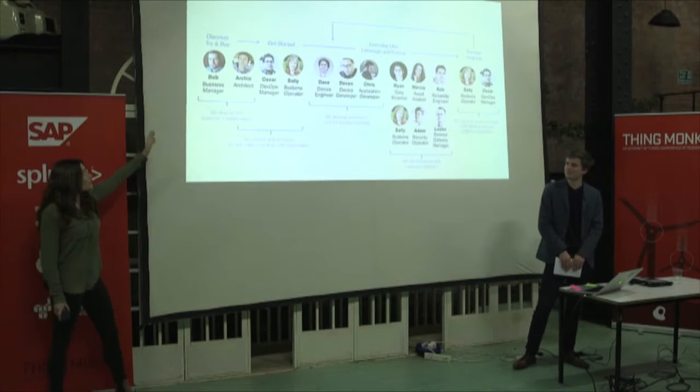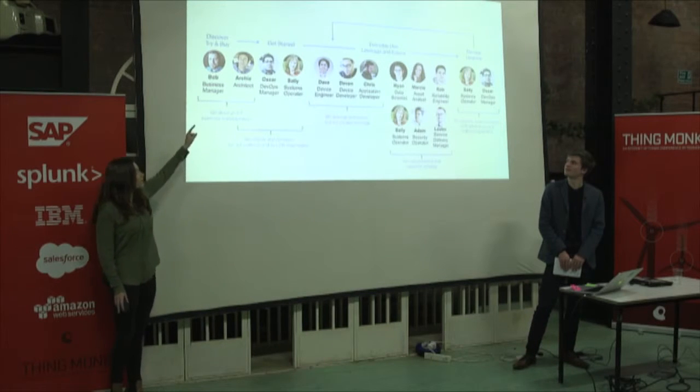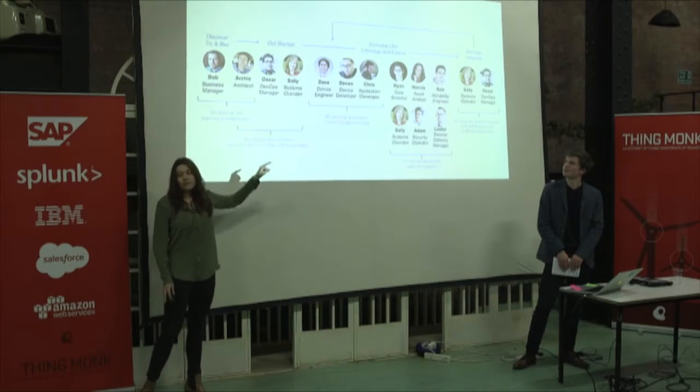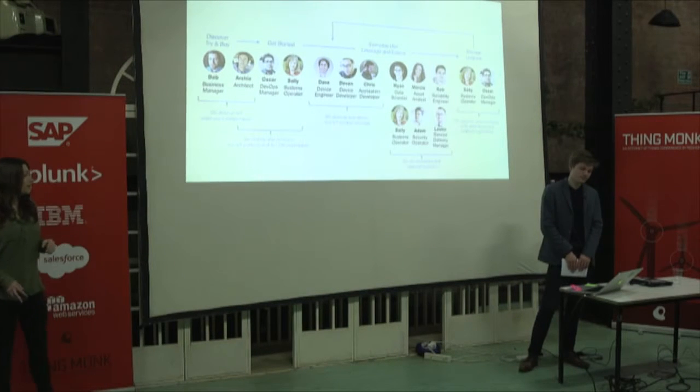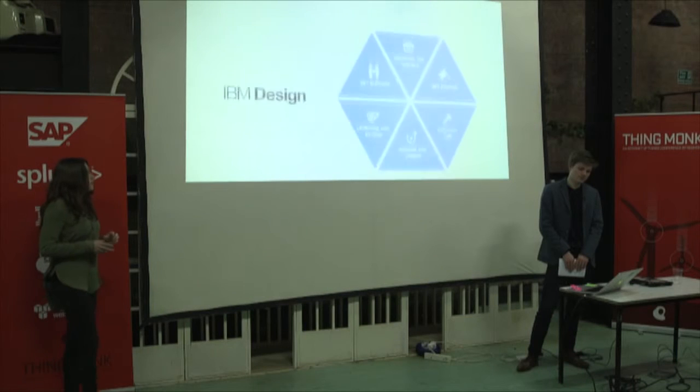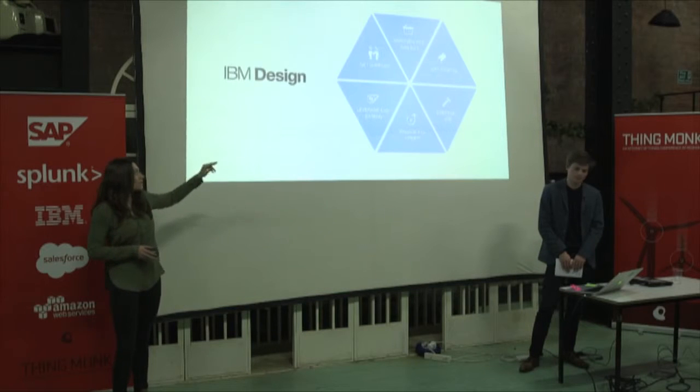You can see we've got different stages here as well. We've got discover, try, buy, get started, and then move across. And you've got the same people that are valid at different stages of the process as well. In IBM design speak, that's what we call the 6 universal experiences. So we try and make sure that we have good experiences in all 6 of these sections when we're designing here.